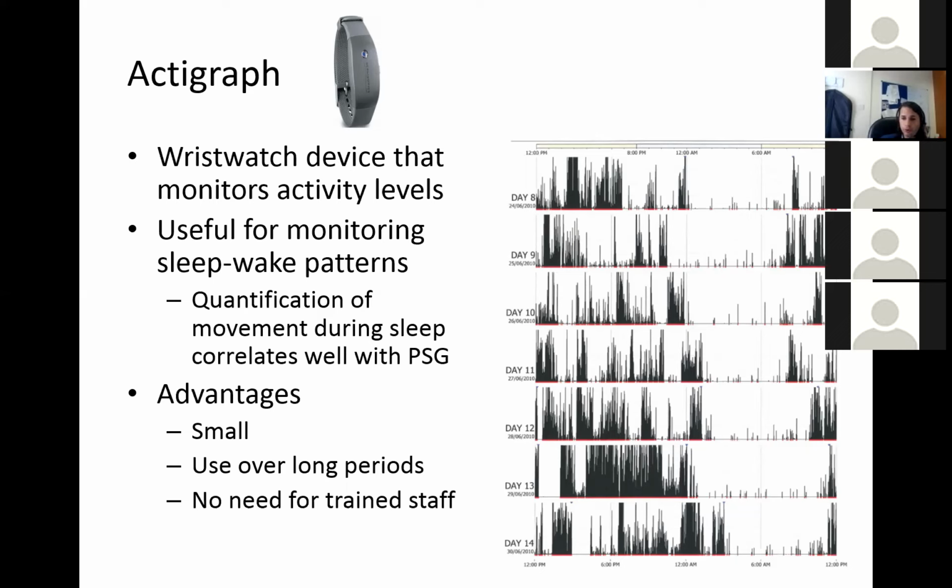It's small. You can use it over not just 1 day, but 2 weeks. You can use it at home. And you don't necessarily need trained staff to be interpreting the outcomes of it. We use this software to derive levels of activity and inactivity, and you can actually get parameters from this, such as total sleep time, total wake time, the time spent awake, and you can distinguish sleep from wake using algorithms to quantify the reduced movement that's associated with sleep.